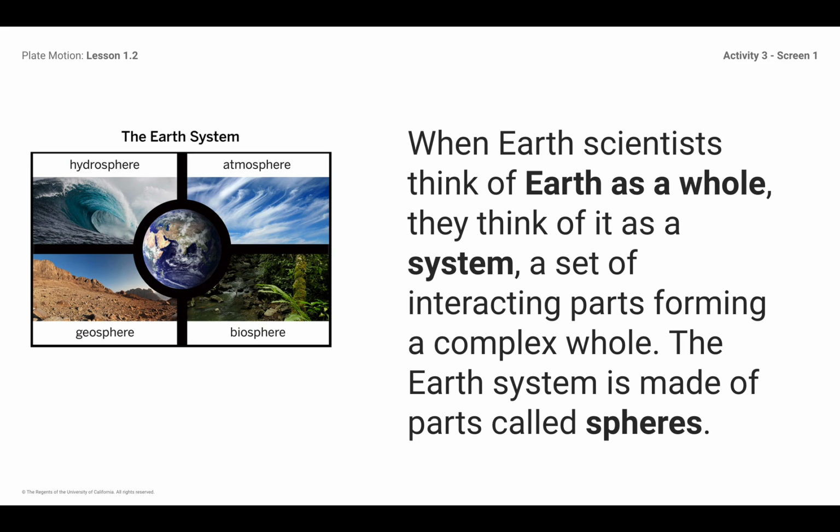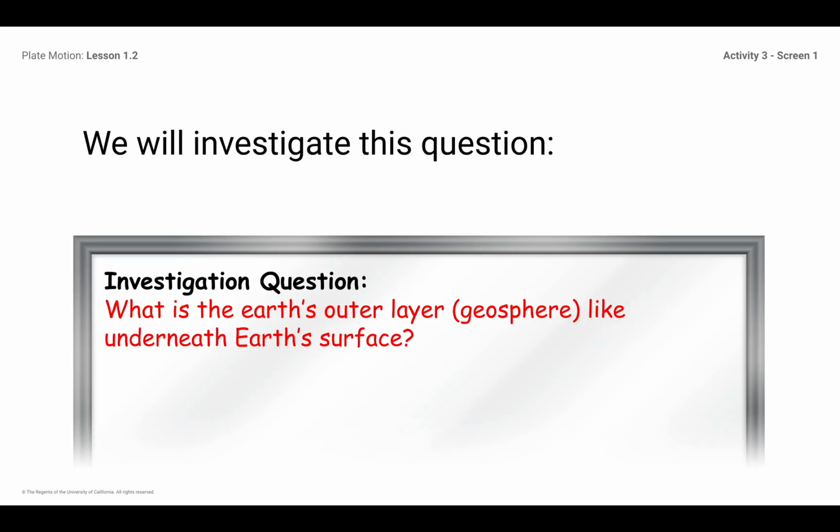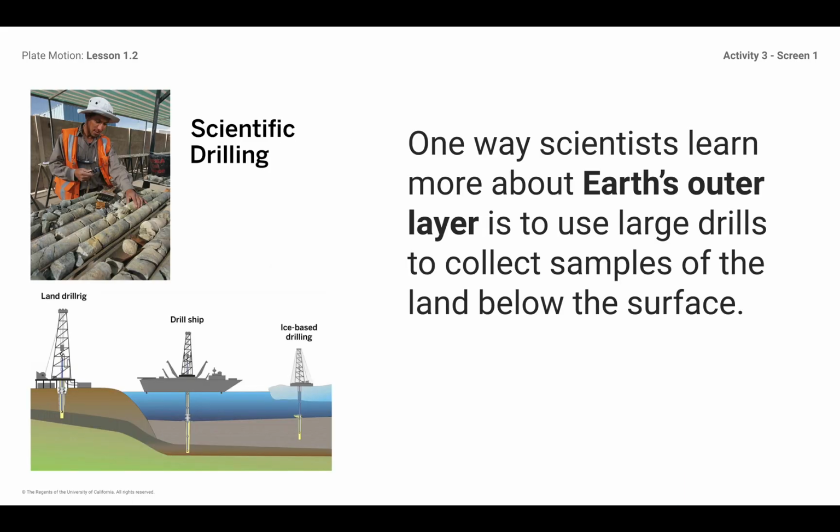So a system is a set of interacting parts forming a complex whole. And all the Earth system is made of parts called the spheres. And we're really going to be focusing on the geosphere, okay? So we're going to investigate this question. What is the Earth's outer layer, or the geosphere, like underneath Earth's surface? And if you remember, your objective was you're going to be able to answer this question by the end of the class today.